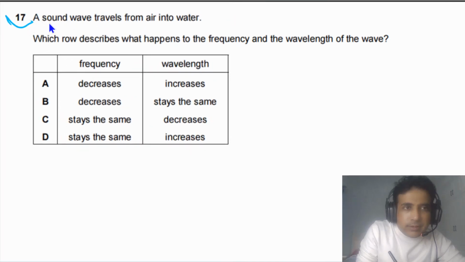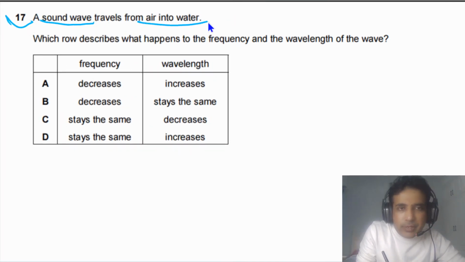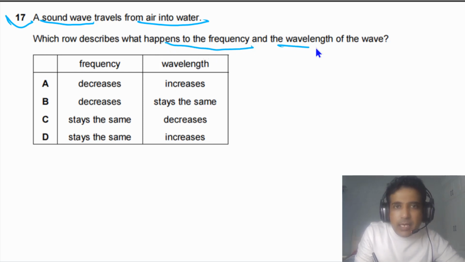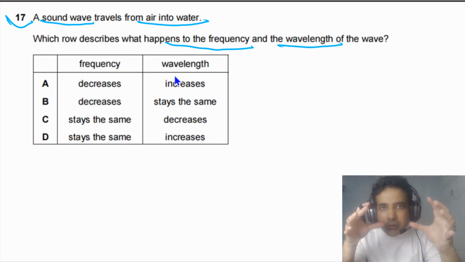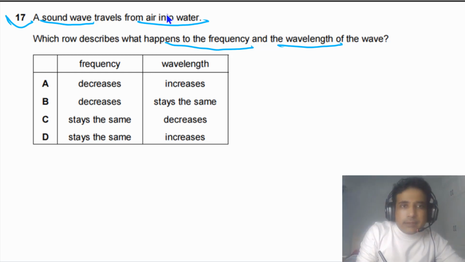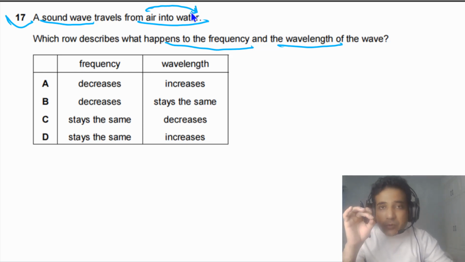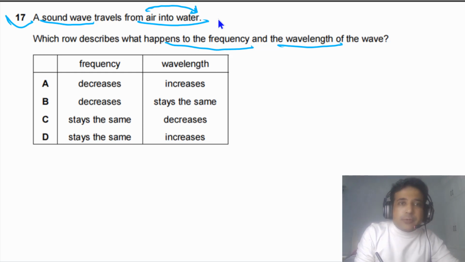Question number 17 says a sound wave travels from air into water. Which row describes what happens to the frequency and wavelength of the wave? So first of all, we need to understand how the speed of the sound is changing. As the sound travels from air, meaning gas, into water, speed of the sound will increase because speed of the sound is the fastest in solids, then in liquids, then in gases. So the speed of sound is increased.